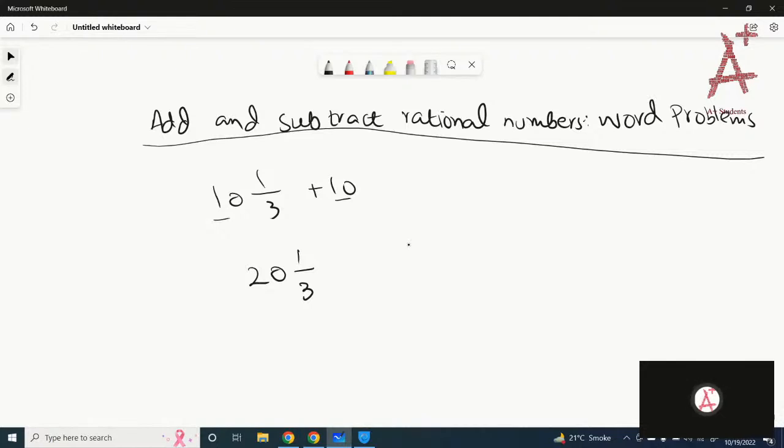Just convert it to the improper fraction. So you need to do 20 times 3 plus 1 over 3. So it would be 20 times 3 is 60 and 60 plus 1 is 61 over 3. Got it? So it is 61 over 3.